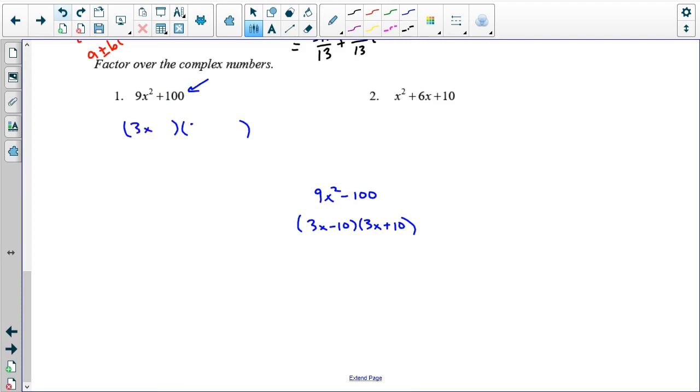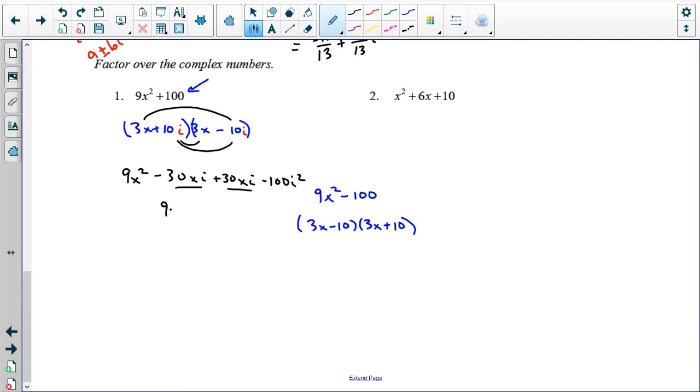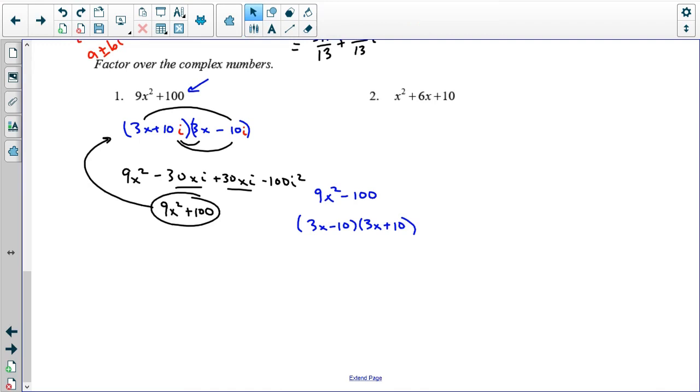So in this problem, I can put 3x and 3x, 10 and 10, plus and minus, except I'm missing something. So if I give myself a little bit more space here, and I put in i's, now what would happen if I distributed this out? I would end up with 9x squared minus 30xi plus 30xi. Notice both of these cancel. And then I end up with minus 100i squared, which turns into plus 100. So this can be factored into 3x plus 10i, 3x minus 10i. So my final answer for number 1 would be 3x plus 10i, 3x minus 10i.